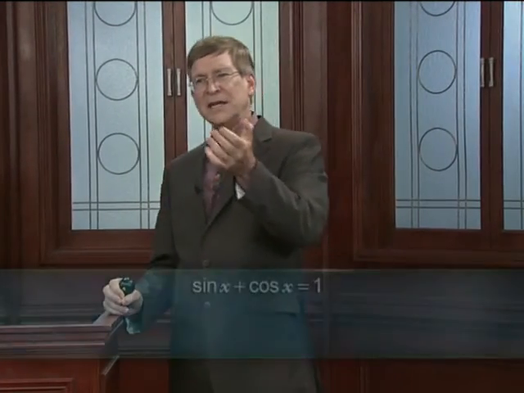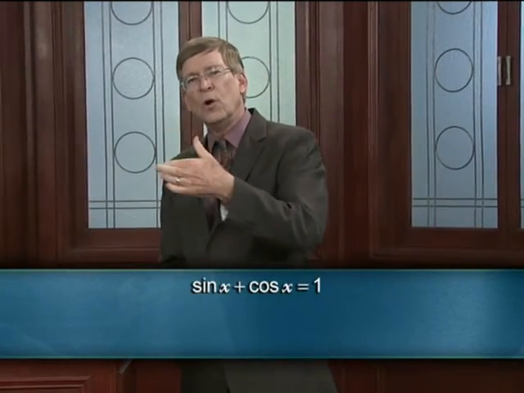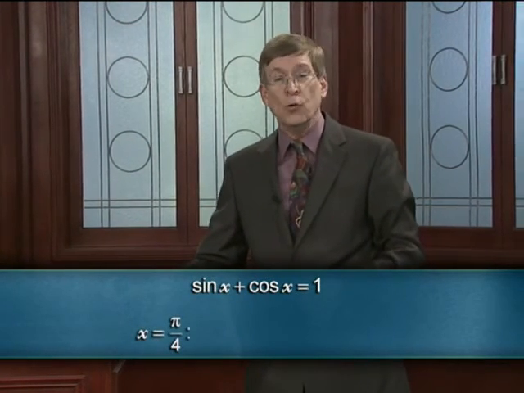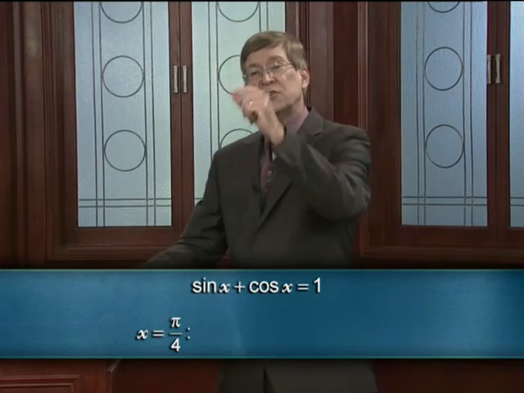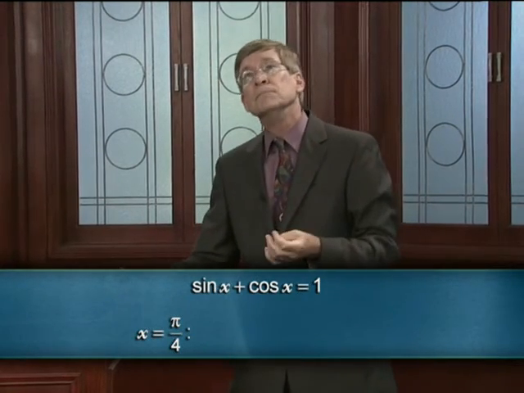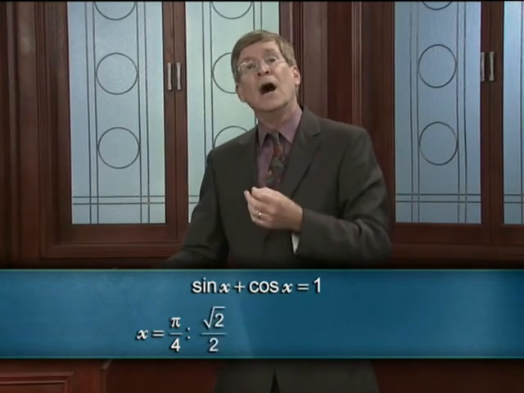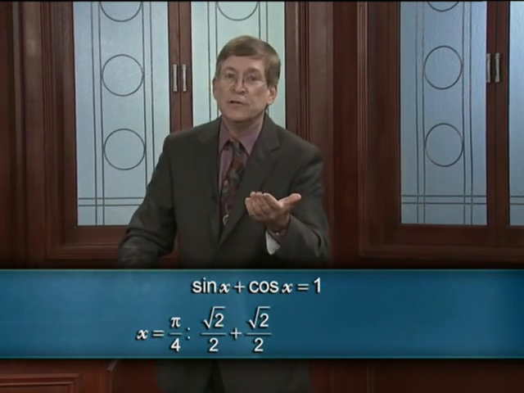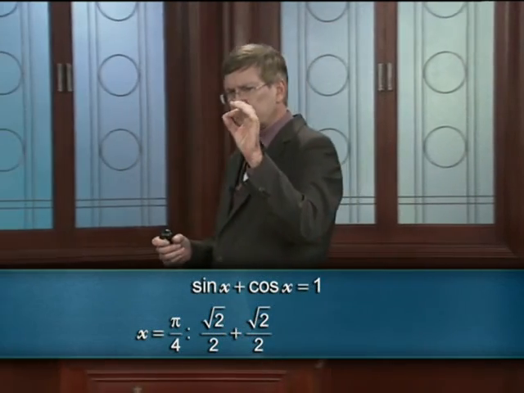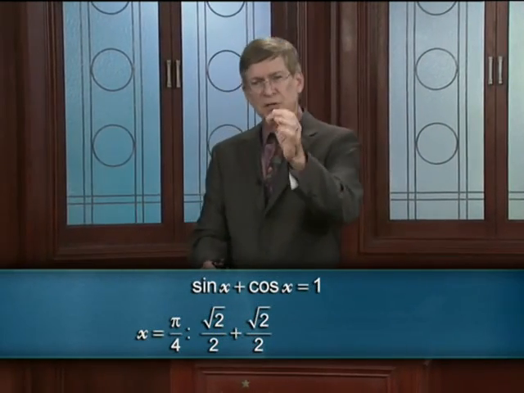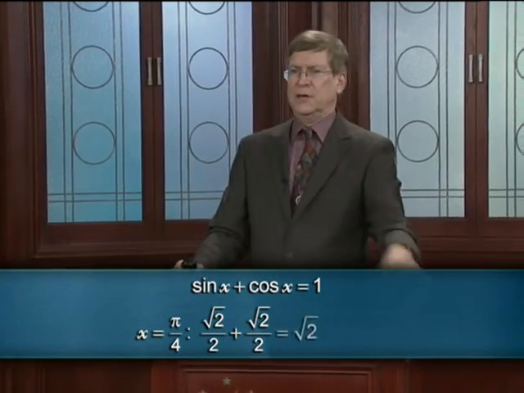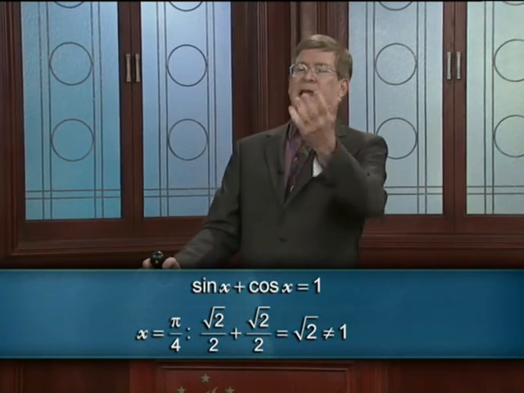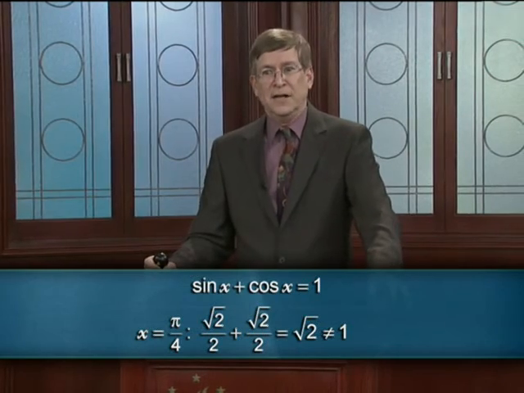In this case, sine x plus cosine x equals 1 can be shown to be false by picking, say, x to be pi over 4. Let's try it out. What's the sine of pi over 4? 45 degrees, oh, square root of 2 over 2. What's the cosine? Square root of 2 over 2. So the left-hand side is square root of 2 over 2 plus square root of 2 over 2, which adds up to the square root of 2. What's the right-hand side? 1. They aren't equal. So it's not an identity.